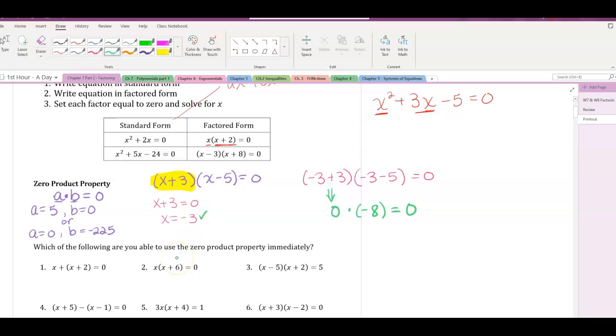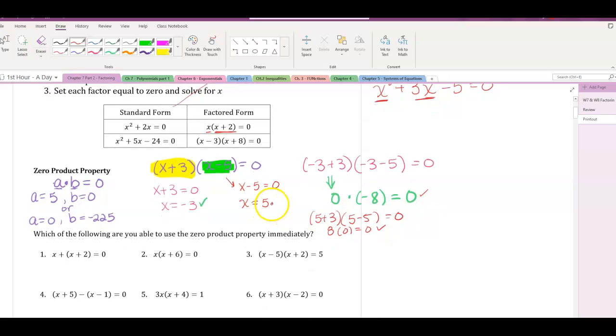Now, there's also a possibility of another solution. What would be that other solution? Not only can I set x plus 3 equal to 0, but I can also set x minus 5 equal to 0. When I set x minus 5 equal to 0, I get x equals 5. Now let's see if that works. If I plug in 5 for the original problem, I get 5 plus 3 times 5 minus 5. 5 plus 3 is 8 here, and I get times 0, which is 0, so it checks out.